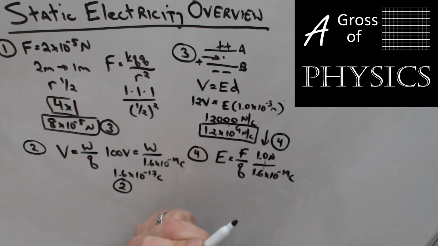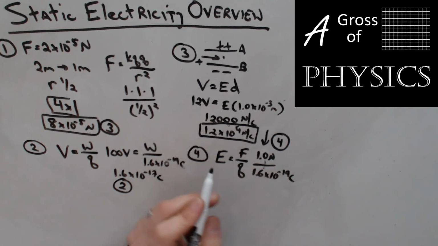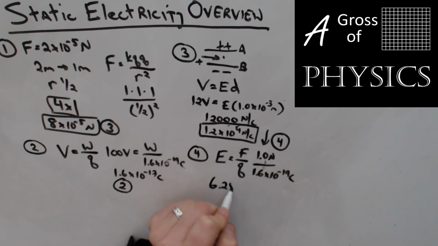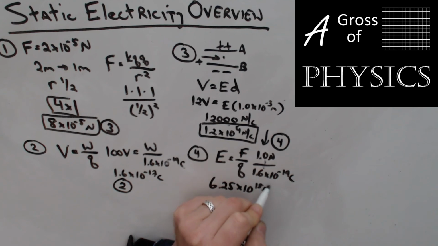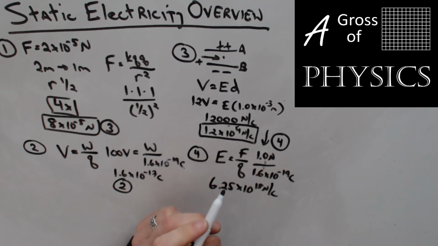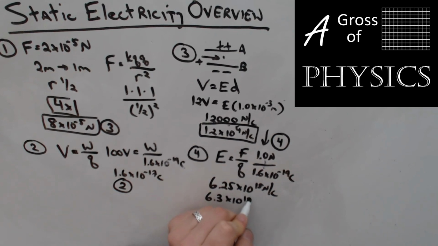1 divided by 1.6 times 10 to the negative 19 is 6.25 times 10 to the 18 newtons per coulomb. Unfortunately, none of those match, but 6.3 is the closest value, so they must have rounded that. And that's choice 3. So let me reset, and we'll look at the next few. Hopefully we can fit another 4.